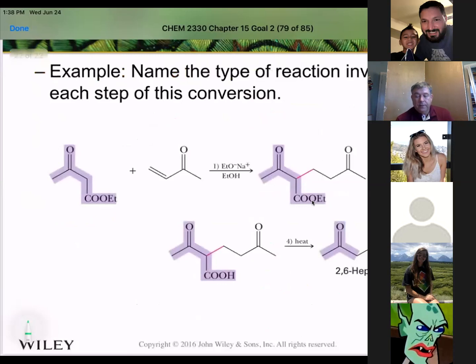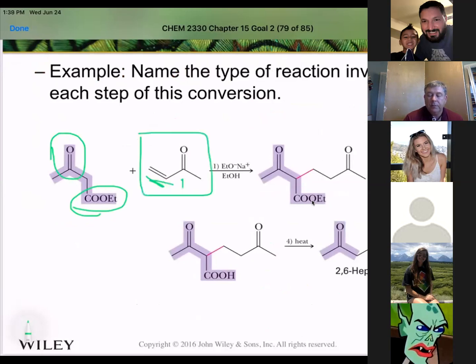Okay, so here's a good example of that. Again, the species that gets deprotonated is the one with two carbonyls on it. The species that gets added to it is the one where the double bond is in conjugation with the carbonyl, giving us our new sigma bond at that beta carbon. And it doesn't matter whether it's an ester or a ketone species here.